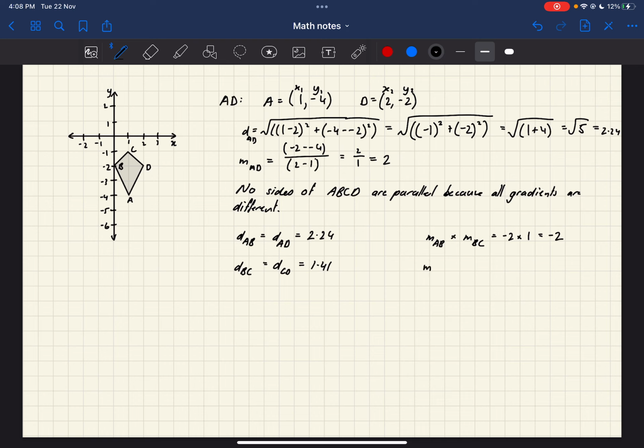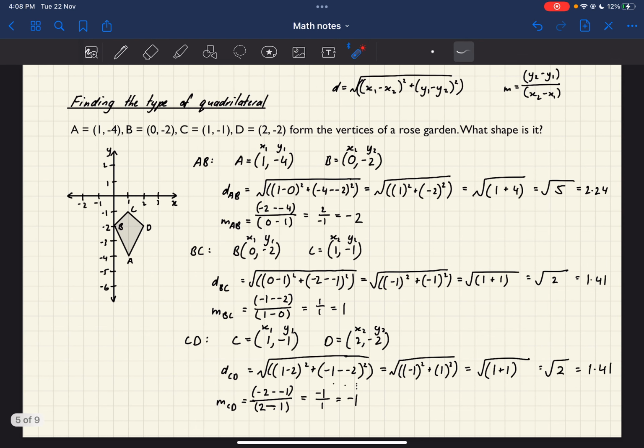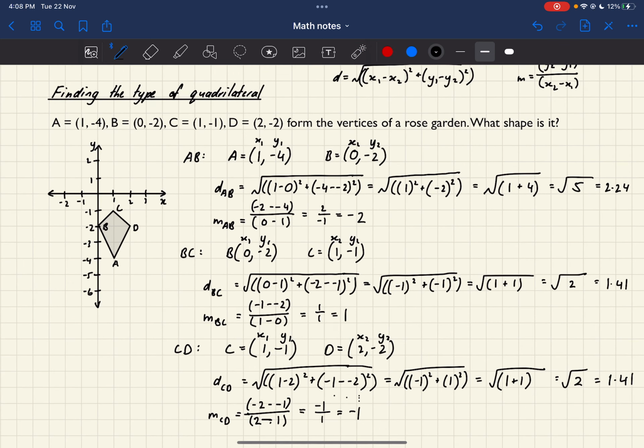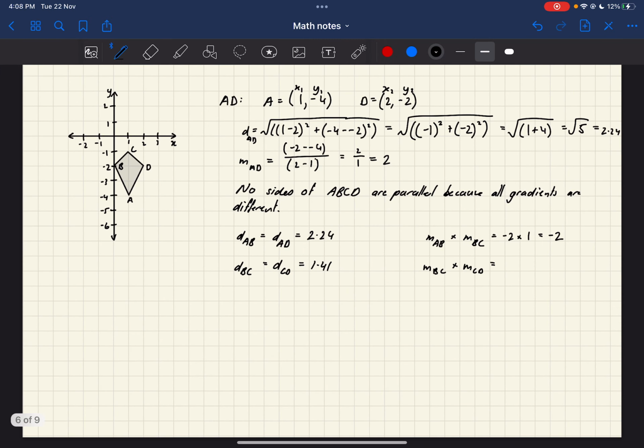Let's do the next corner. Let's do BC times CD, and that is BC of 1 and CD of -1, which equals -1. That means that BC is perpendicular to CD. Okay, so we have a right angle in here. Let's look at our next one.